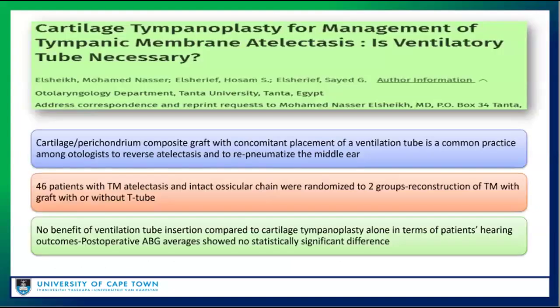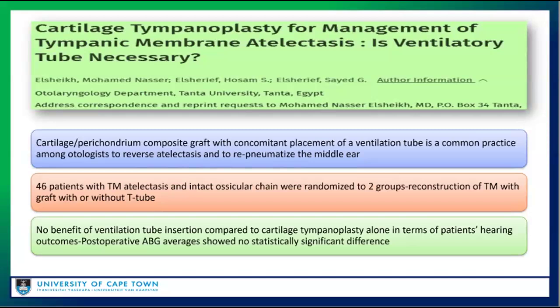This is a paper that aimed to look at cartilage tympanoplasty in the management of tympanic membrane atelectasis, whether or not a ventilation tube is necessary. It has been found among otologists that cartilage and perichondrium composite graft with concomitant placement of ventilation tube is a common practice to reverse atelectasis and repneumatize the middle ear.